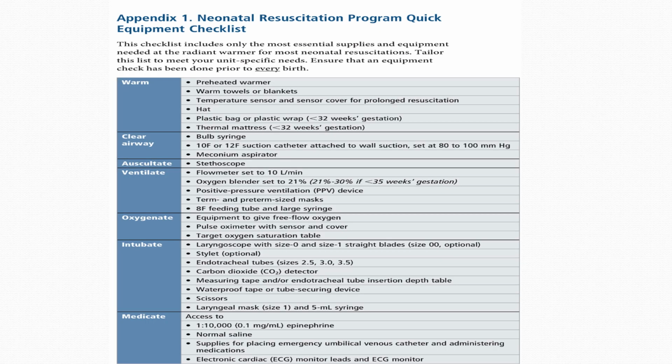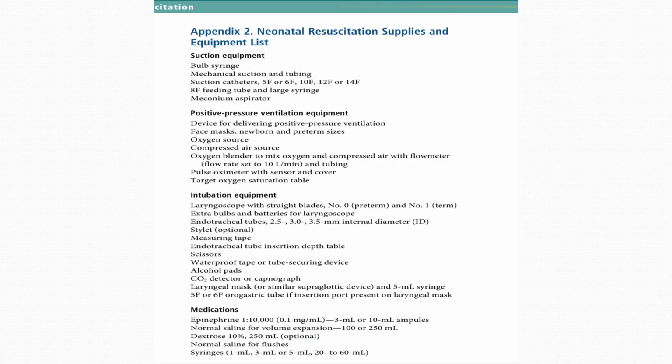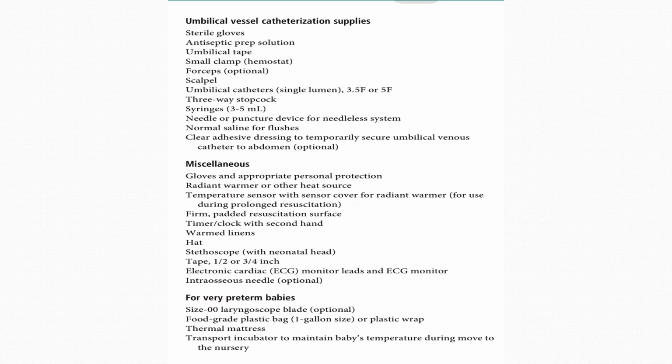And these are the neonatal resuscitation program quick equipment check, for warming, for cleaning airway, for auscultation, for ventilation, for oxygenation, for intubation and medication giving. And these are also the supplies and equipment during neonatal resuscitation: suction equipment, positive pressure ventilation equipment, intubation equipment, medications, the umbilical vessel catheterization supplies, and there are miscellaneous equipment and drugs that might be needed, and special equipment also needed for very preterm babies.